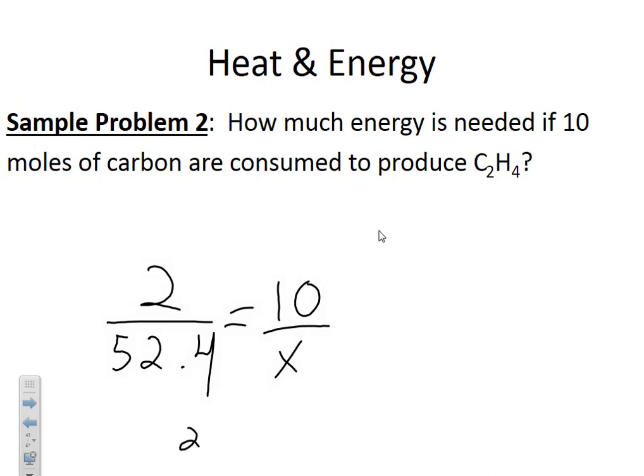and we're going to put that in proportion now to 10 and put that over x to figure that out. So we're going to have 2x equals 524, and then divide that by 2. So now you have x equals about 262 kilojoules is your answer.